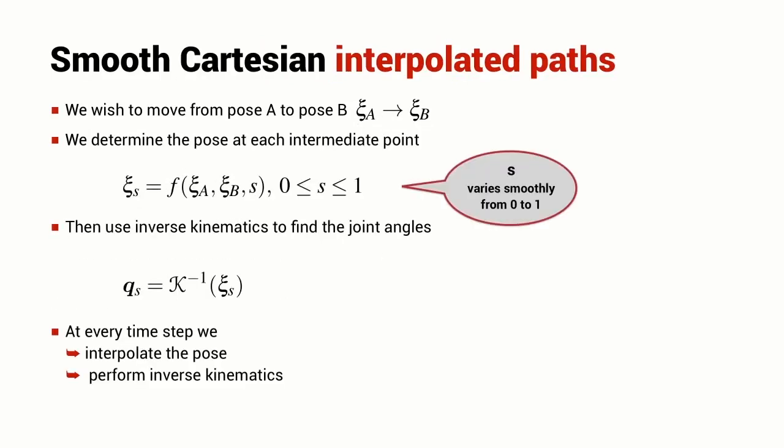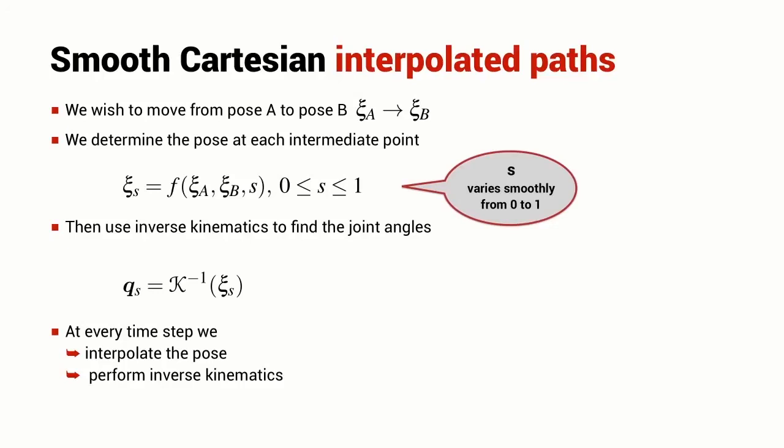However, joint interpolated paths are relatively cheap to compute because we're only interpolating joint angle vectors at every time step. An alternative is to compute a Cartesian interpolated path. What we do here is, for every point along the trajectory, we interpolate between the initial and final end effector pose. For each interpolated pose, we then compute the inverse kinematics to find the joint angles that are appropriate at that particular time step.